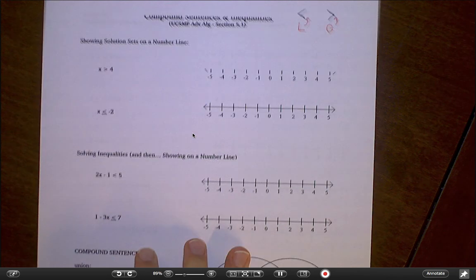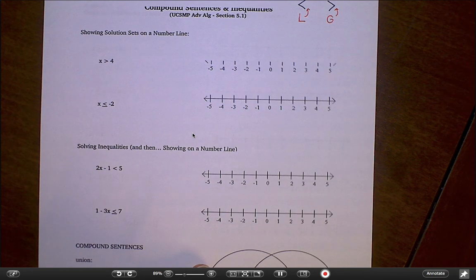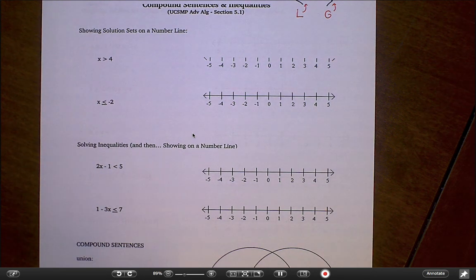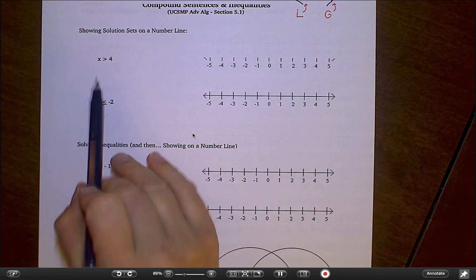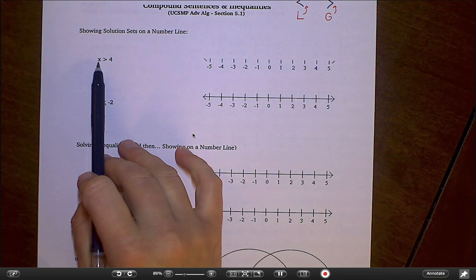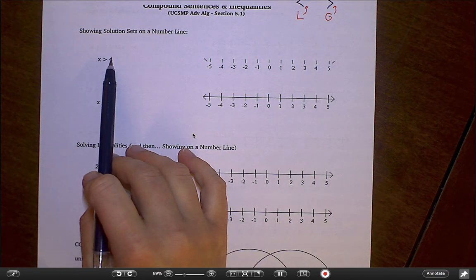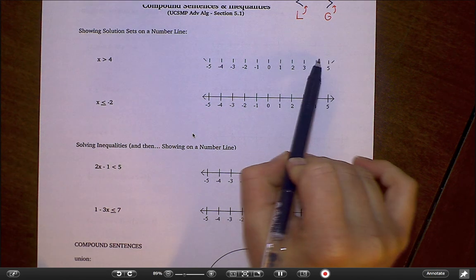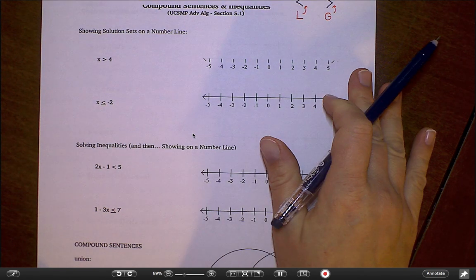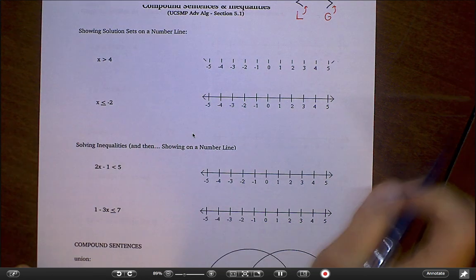Okay, so onward here. First, we're going to just talk about how to display these values on a number line. And you may have done this before. But if I want to show all of the x values that are greater than 4, everything that's larger than 4, that would be everything to the right of 4 on the number line. I know my line got cut off a little bit, but yours should look okay.